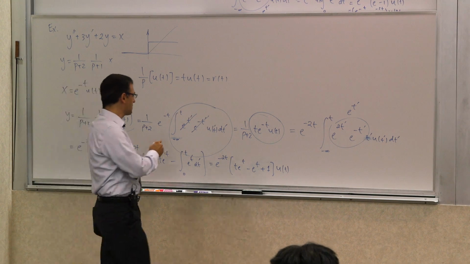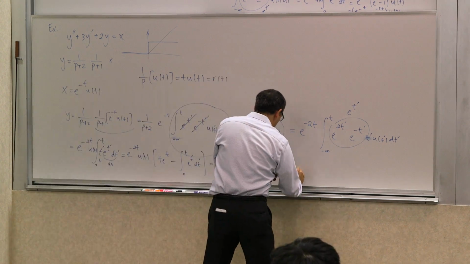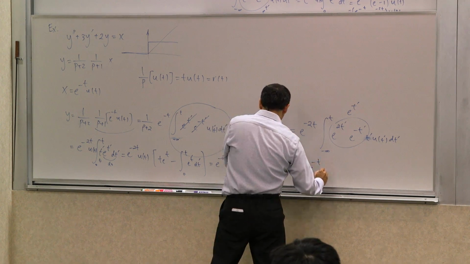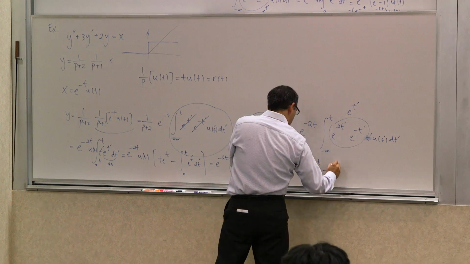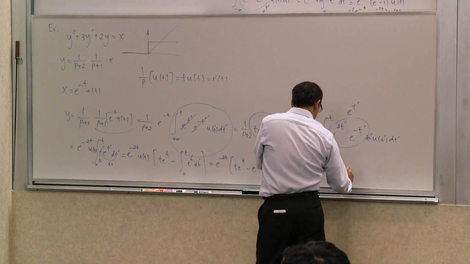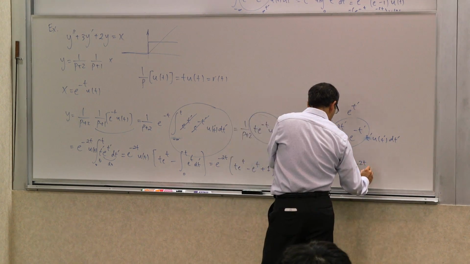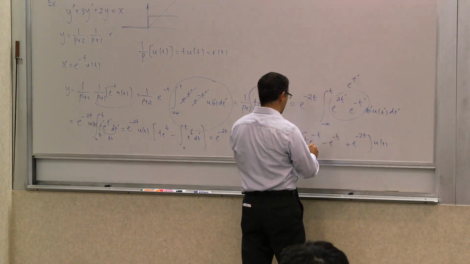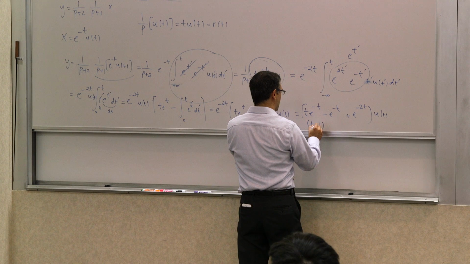So, okay, I can multiply this by those. So what do I get? I get t e to the negative t minus e to the negative t plus e to the negative 2t, u of t, which you can also write differently if you want. I don't think it's fundamentally any better.